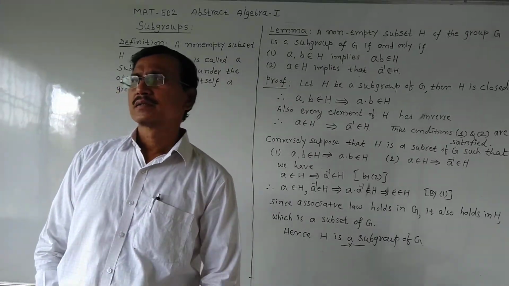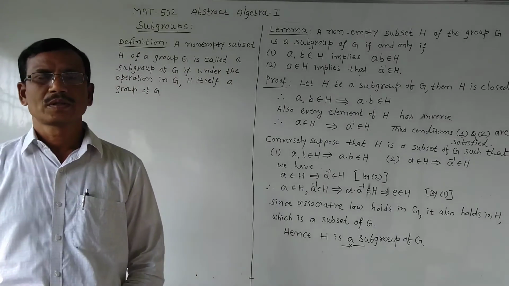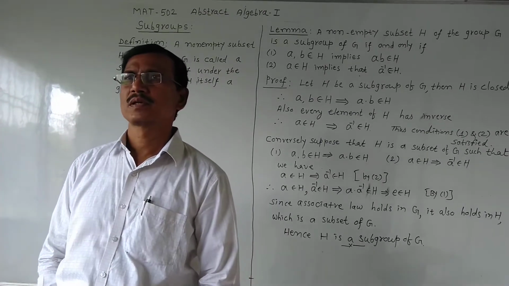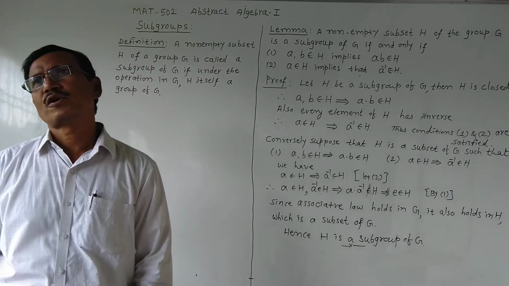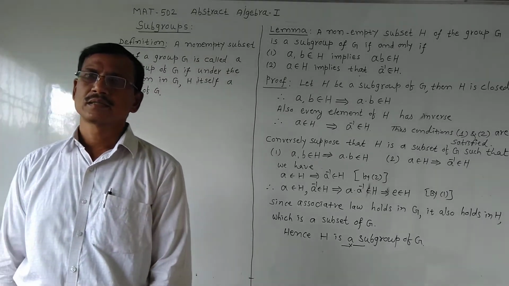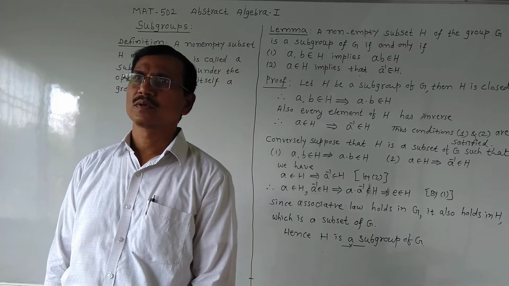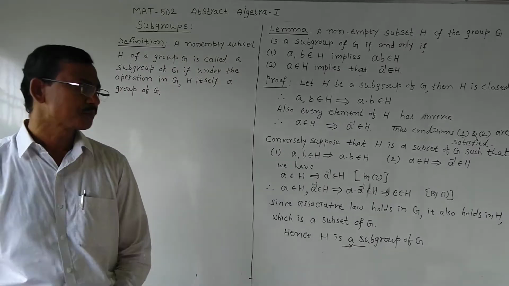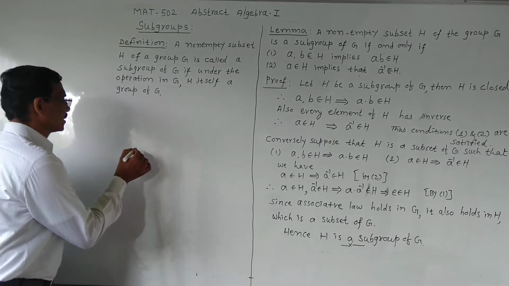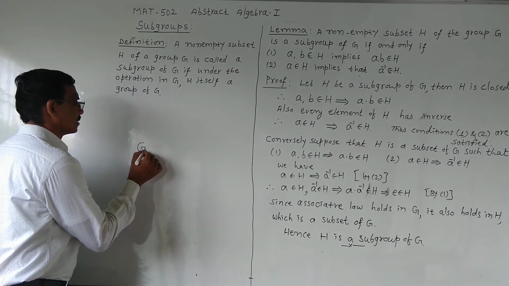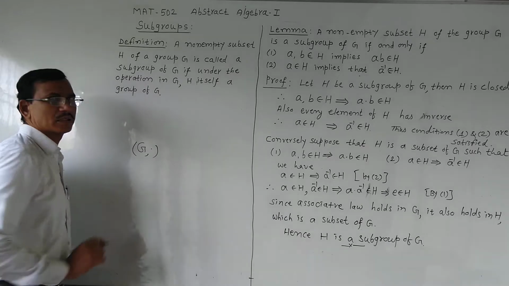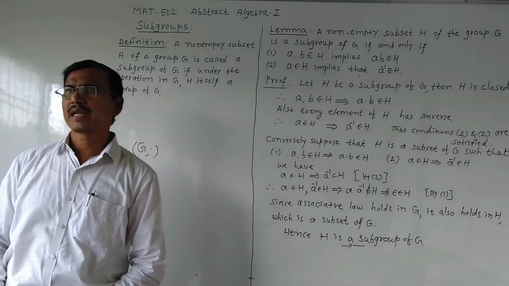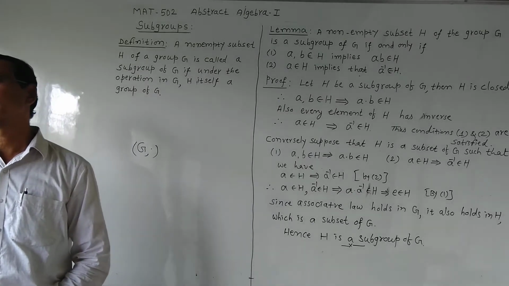Already we have studied group and some properties of group. Today we shall see the next article, that is a subgroup of a given group G. That means if you consider (G, ·) is a group, that means G is a group with respect to binary operation dot.